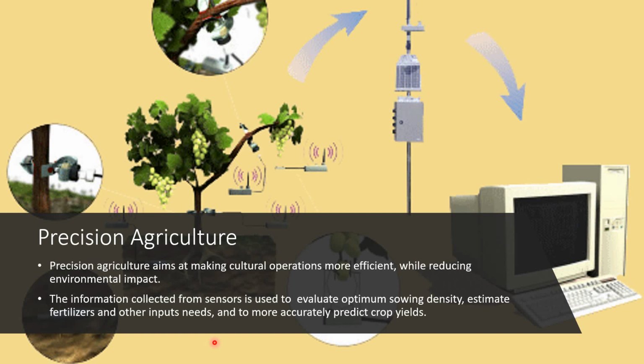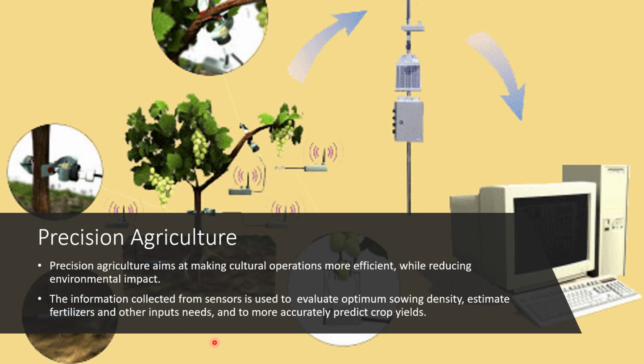This is the first example, which is precision agriculture. What does precision agriculture mean? This aims at making operations more efficient while reducing the environmental impact. For example, maybe you can detect the humidity of the air and then determine whether you have to give water to that plant or not, and you can also detect if there is too much heat or if the temperature is too high, then you have to create a cold environment, and so on.